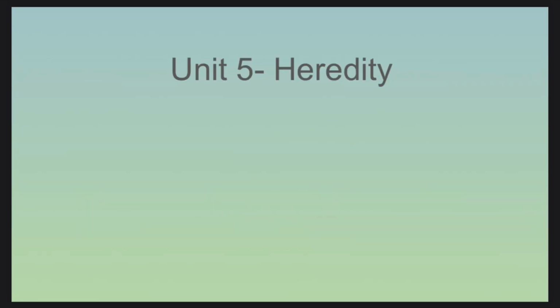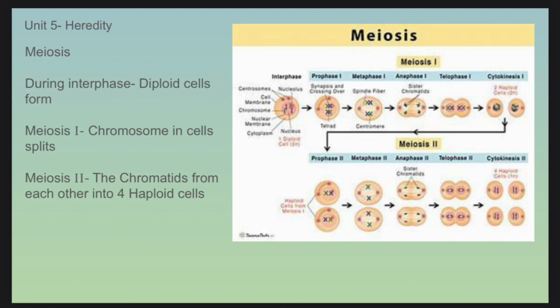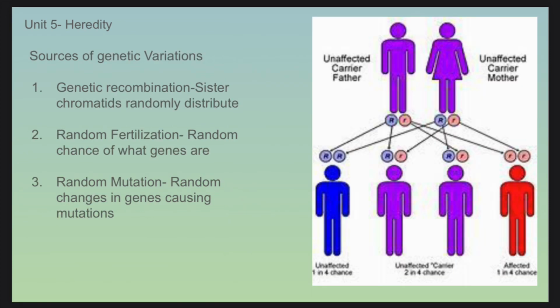We're in Unit 5, which is heredity. We're almost there, 3 more units. Okay, so let's learn about meiosis. Meiosis only happens in gamete sex cells. So it happens after interphase where diploid cells form, which have 2 copies of chromosomes. Meiosis 1 is where chromosomes and cells split. Meiosis 2 is when the chromatids from each other split into 4 haploid cells.